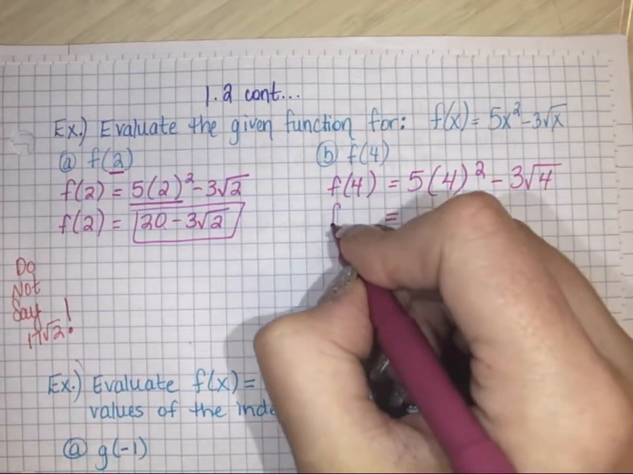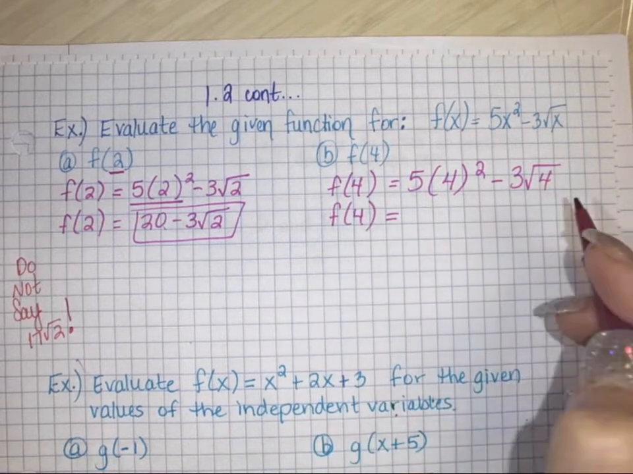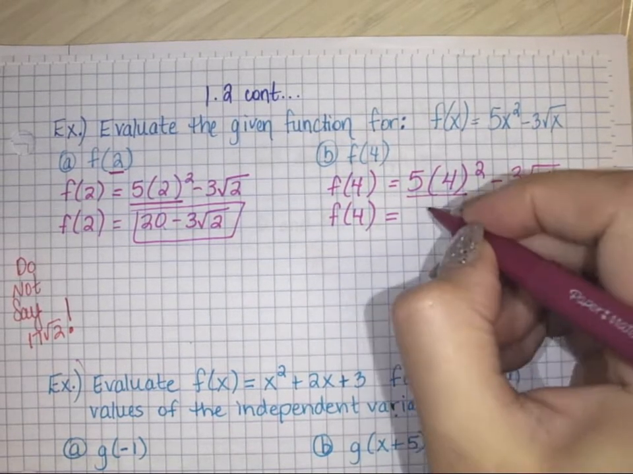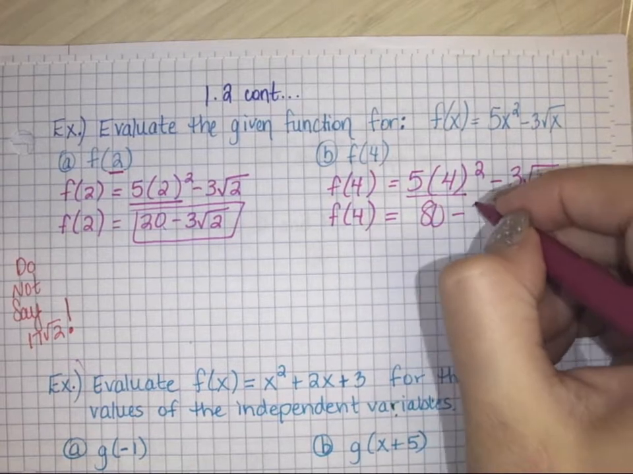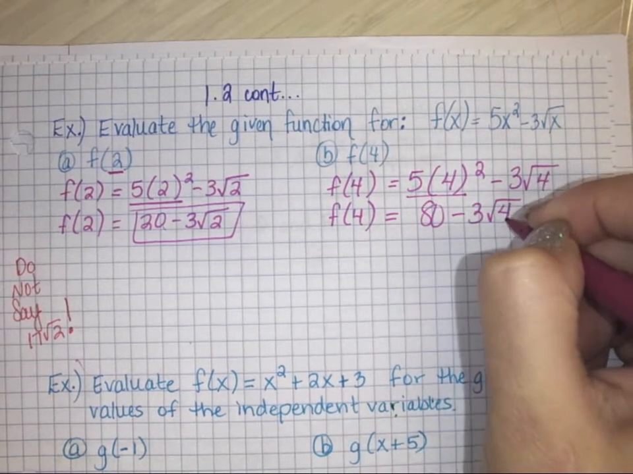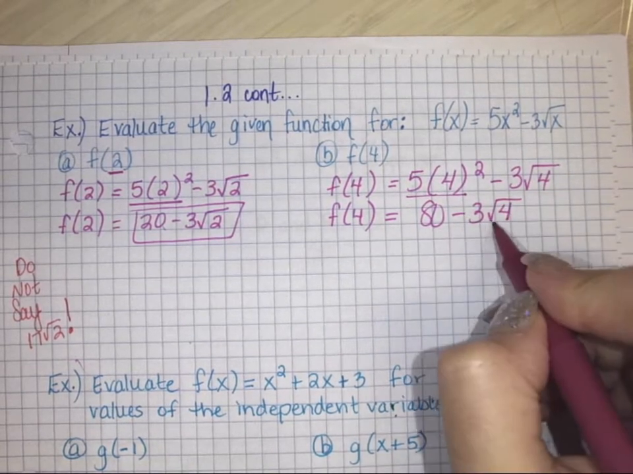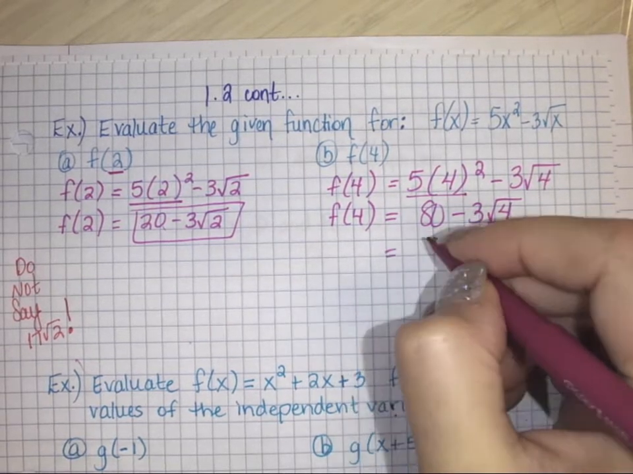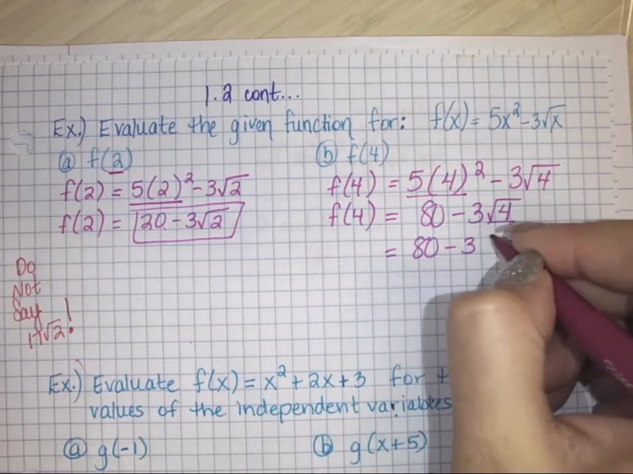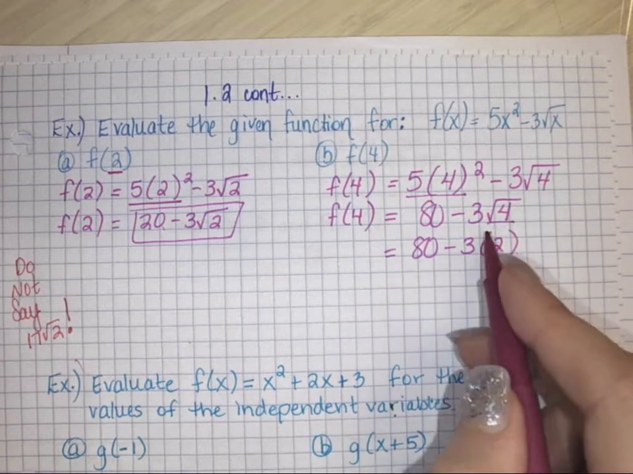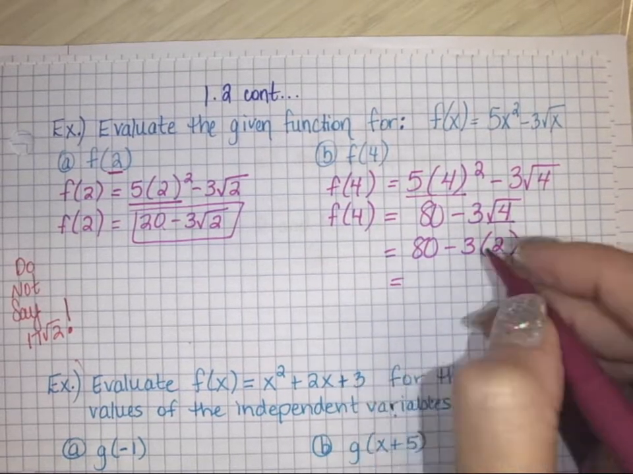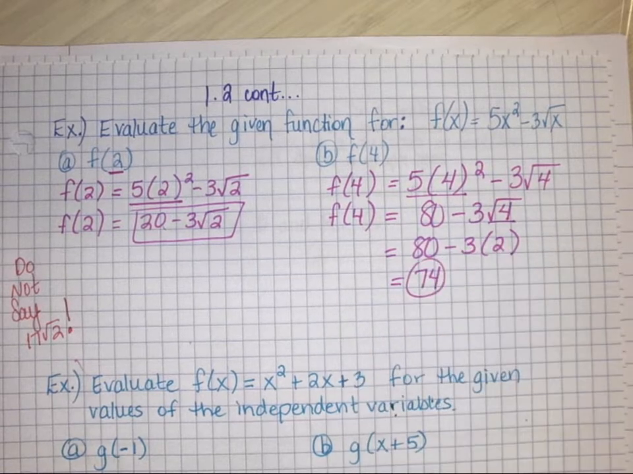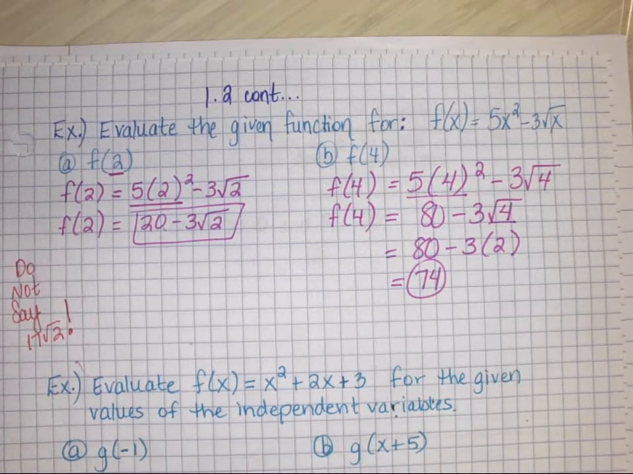And simplify. Once again, do your exponents first. So 4 squared is 16. 16 times 5 is 80, minus 3 root 4. And we can, of course, simplify root 4. I should have already done that. Root 4 is 2, and then multiply that by 3. So 80 minus 6 is 74. So that answer turned out a little bit prettier than that one.